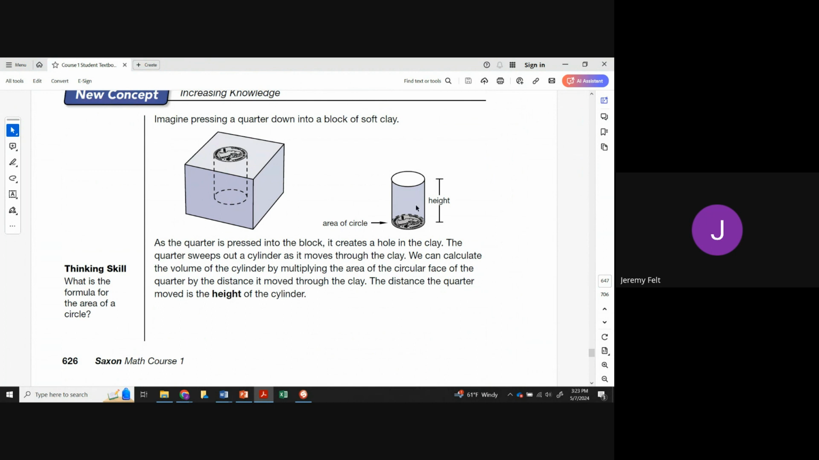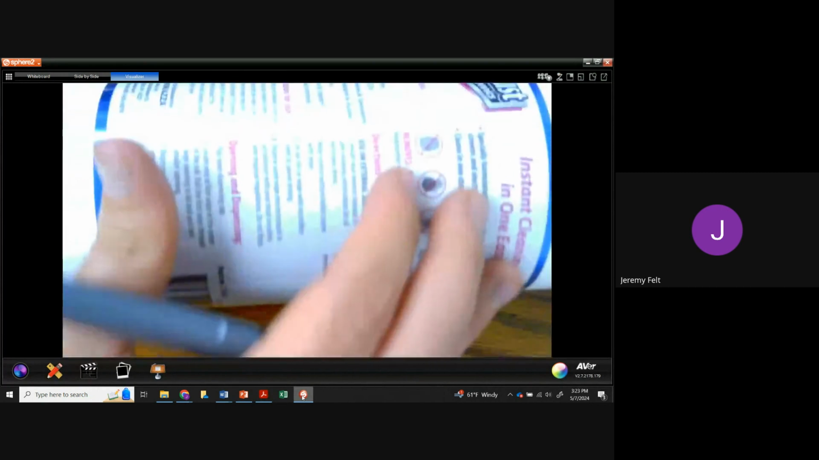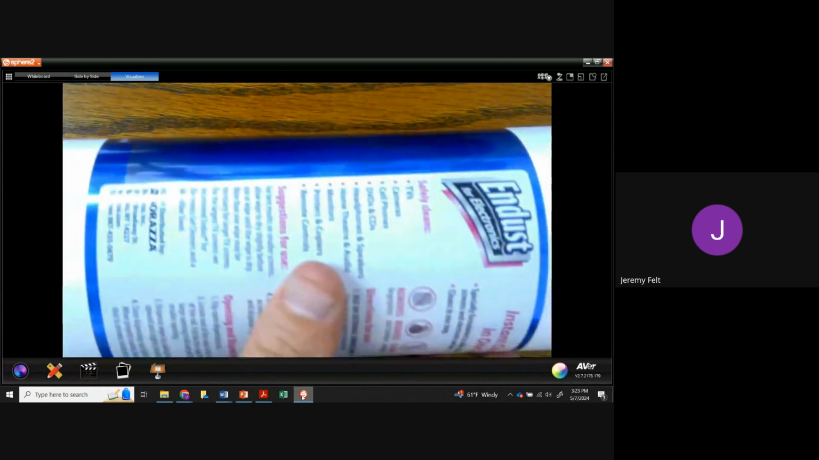So how we find the volume of it is we take the area of the circle and then we multiply it by the height. The distance between this circle and this circle is the height. So even if we have, let's say, our canister right here, whether it's sideways or upright, it's still a cylinder.